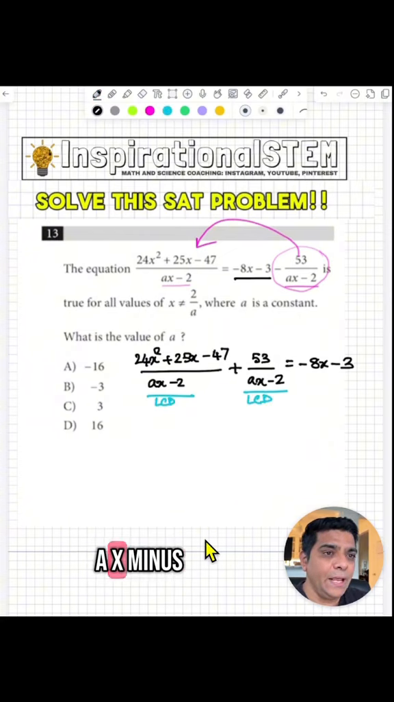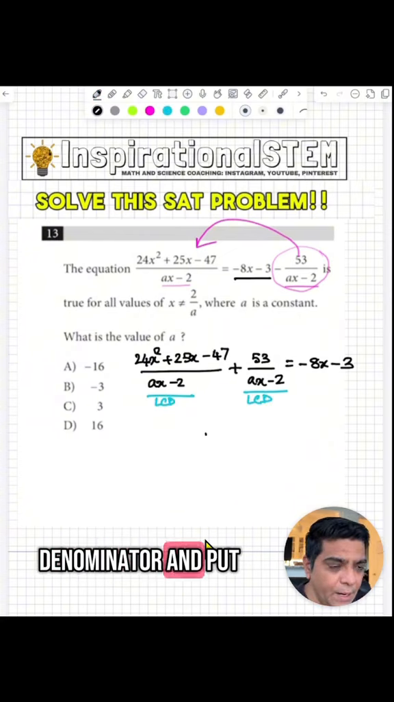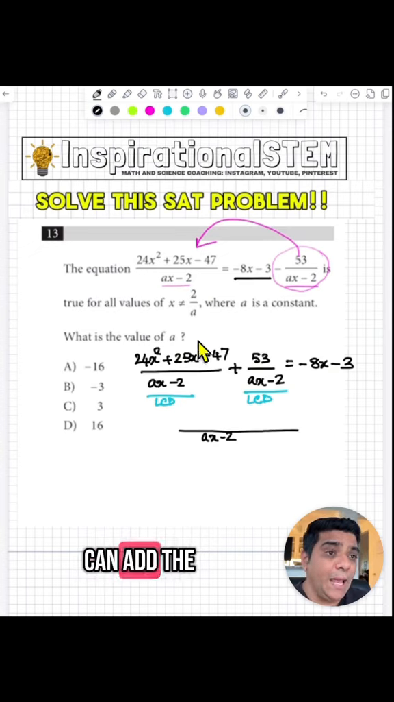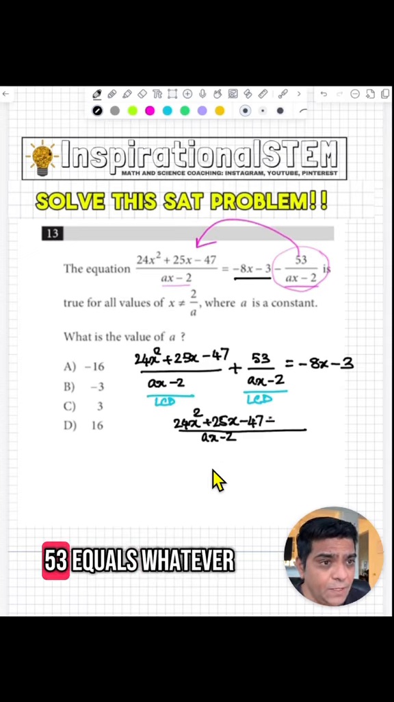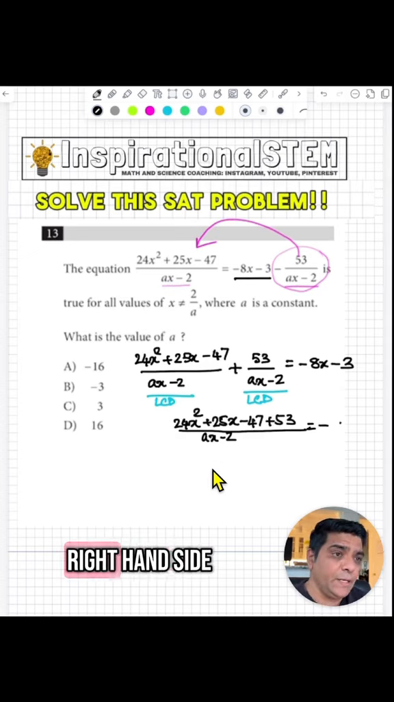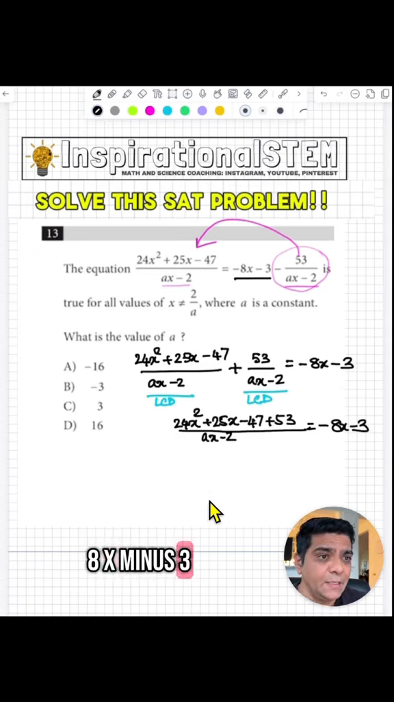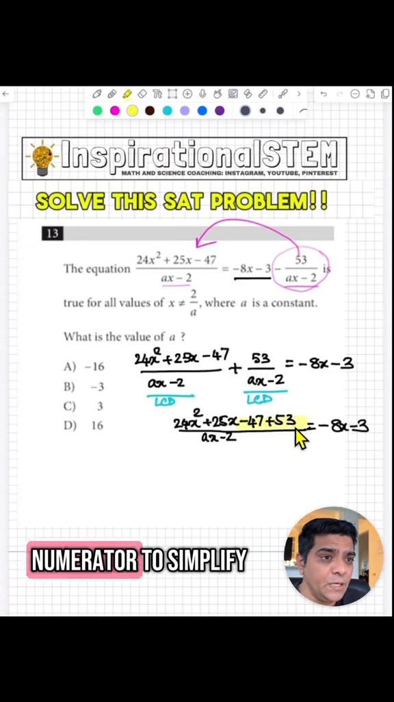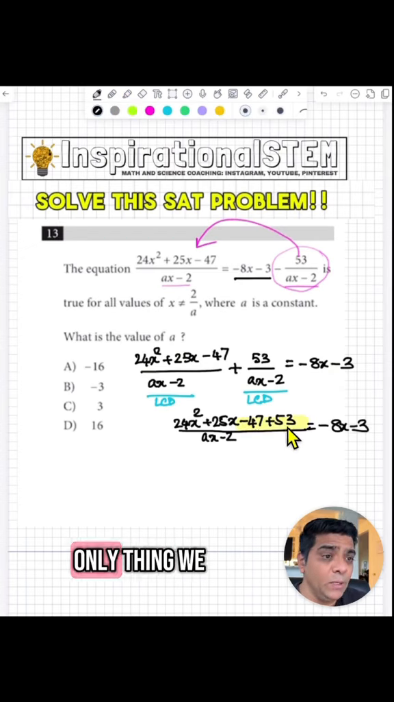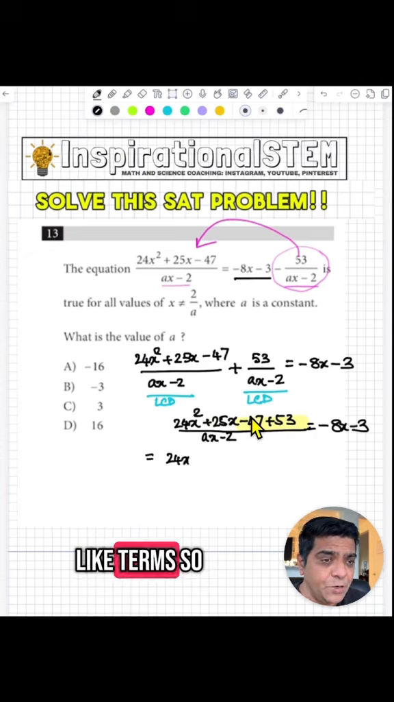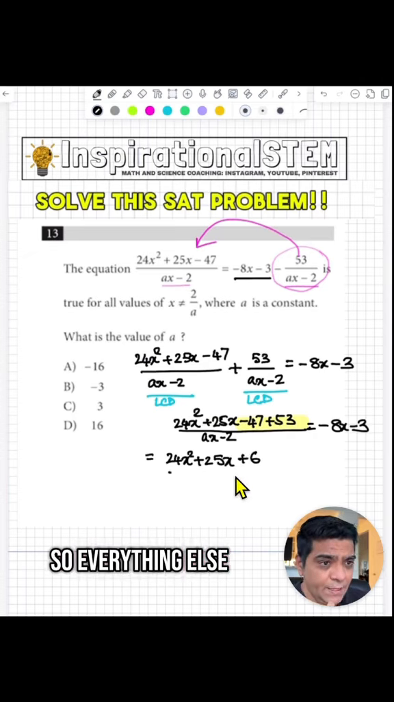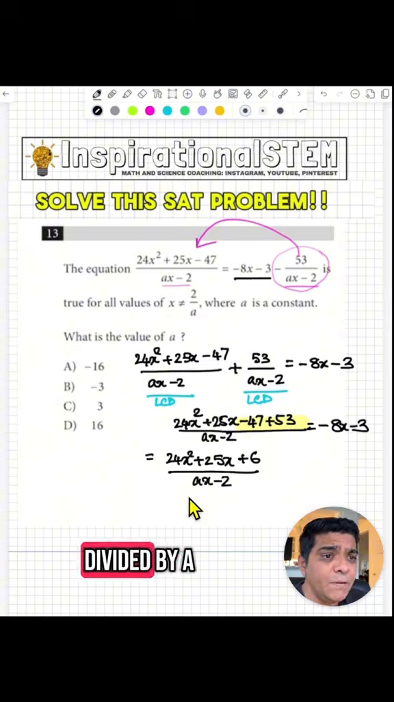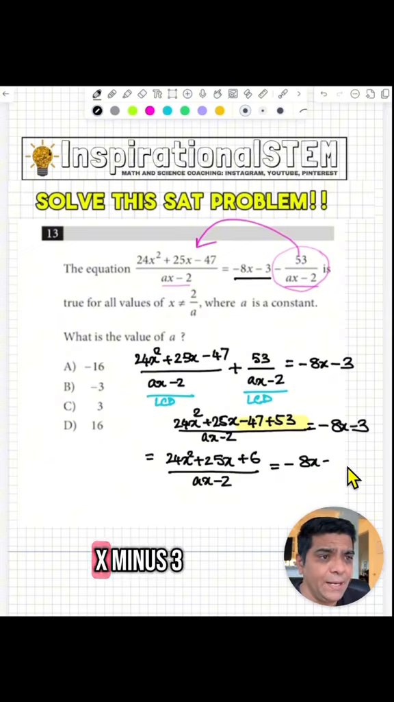So we write ax minus 2 in the denominator and put a line. And then we can add the numerators up, right? So 24x squared plus 25x minus 47 plus 53 equals whatever is on the right hand side, which is negative 8x minus 3. Now notice in the numerator, to simplify, this is the only thing we can simplify. We add the like terms. So negative 47 plus 53 is 6. So everything else, you just write it out, divided by ax minus 2 equals negative 8x minus 3.